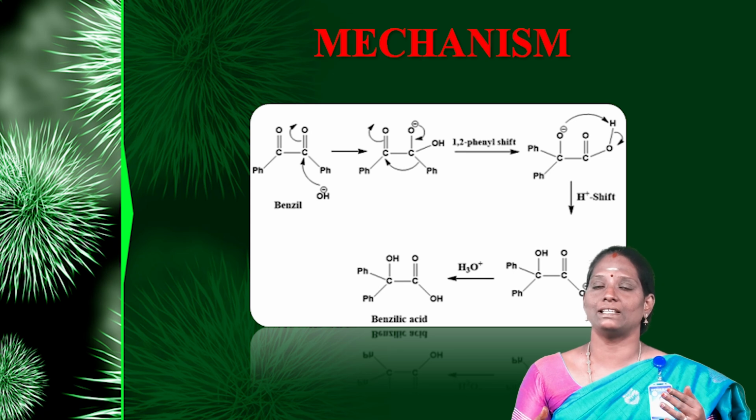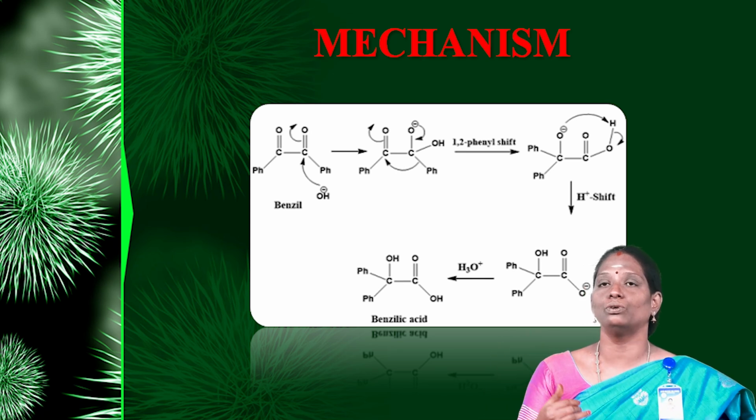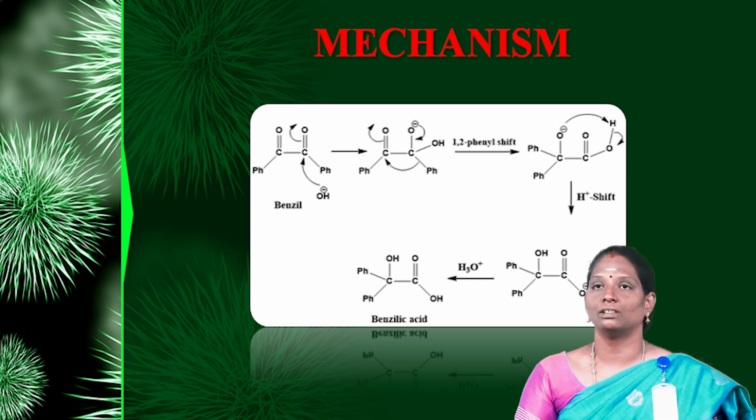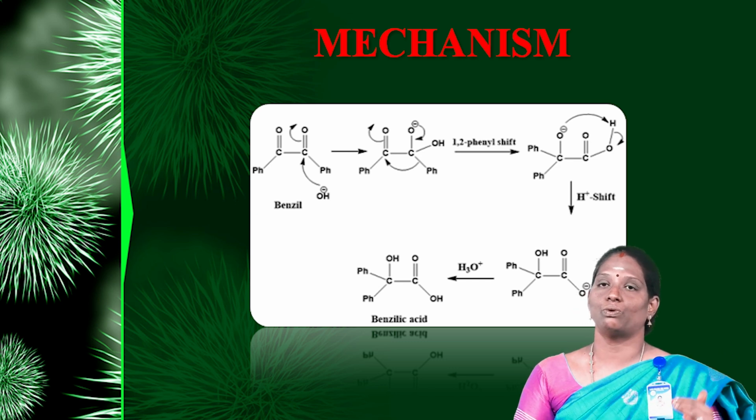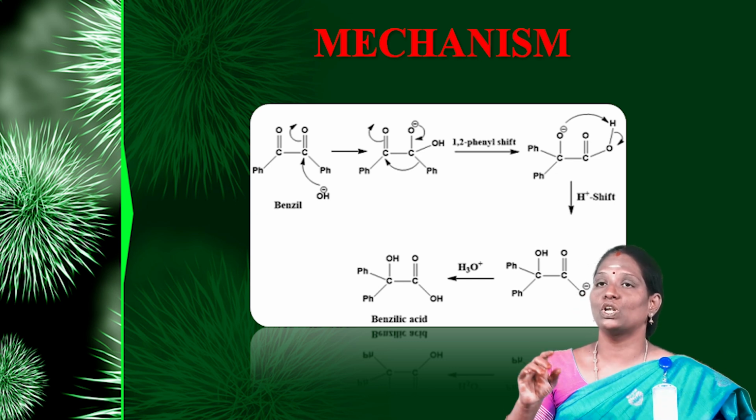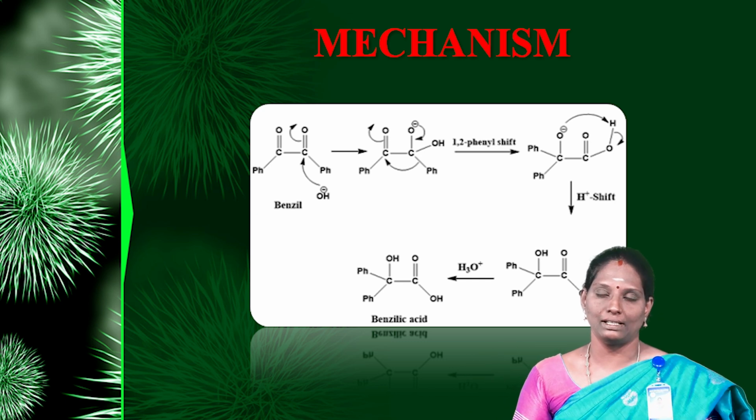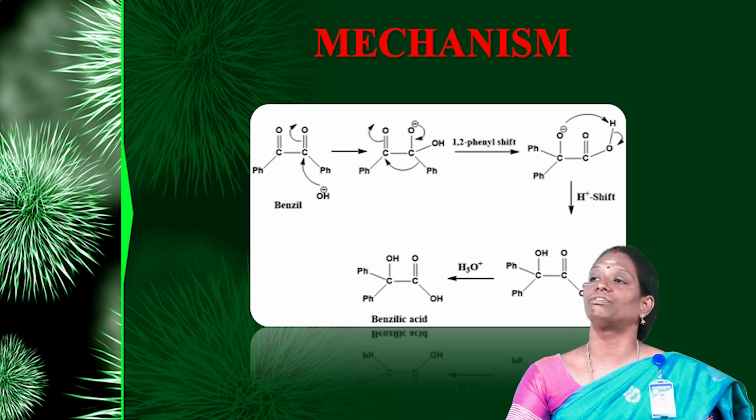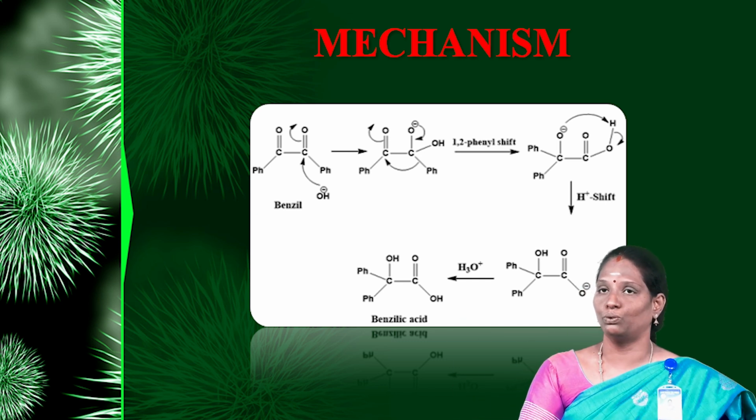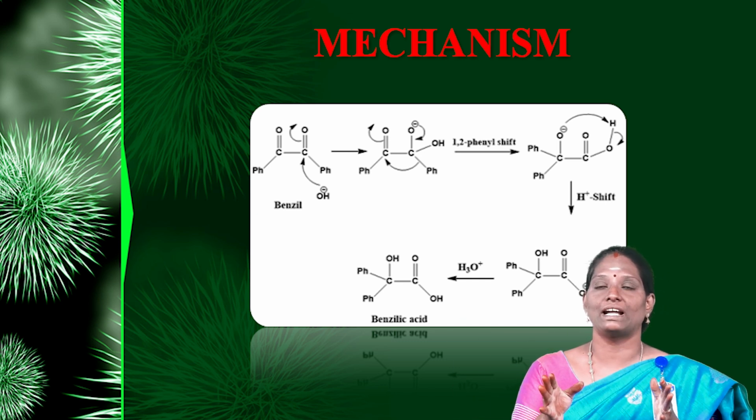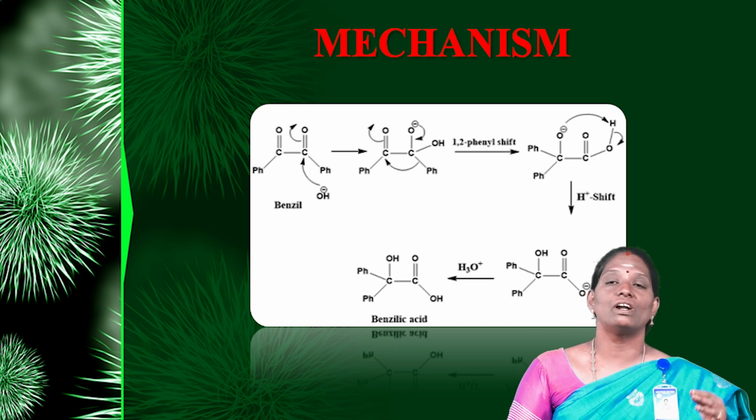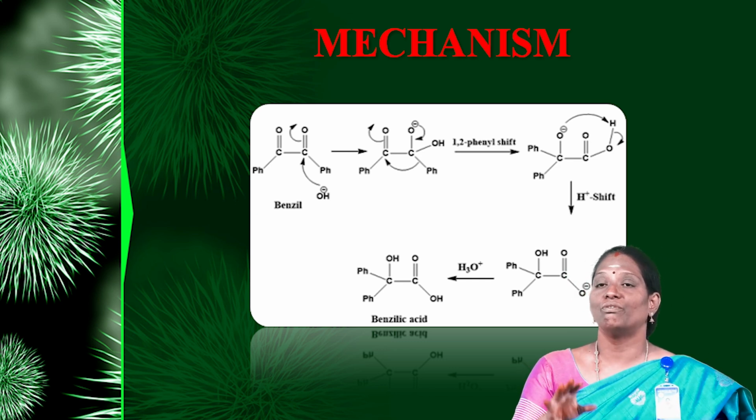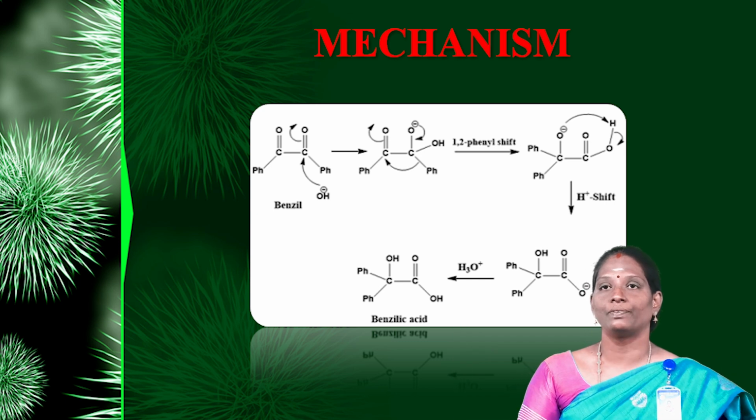What is the mechanism? Stepwise we have to follow. This reaction occurs in 4 steps. What are the 4 steps? First one, step 1, nucleophilic addition. In this step, the base OH attacks one of the carbonyl groups of the ketone and nucleophilic addition takes place. What is step 2? In this step, a 1,2 phenyl shift takes place.